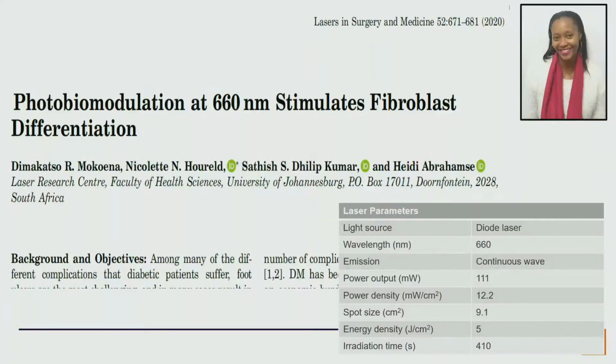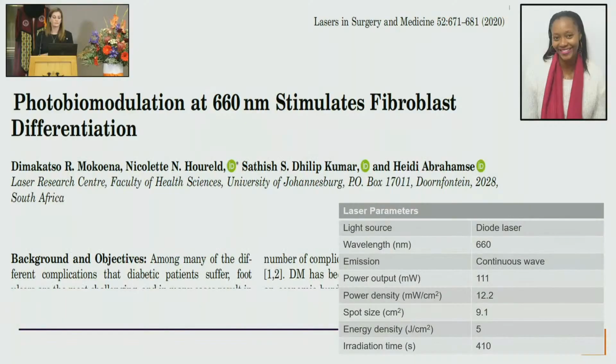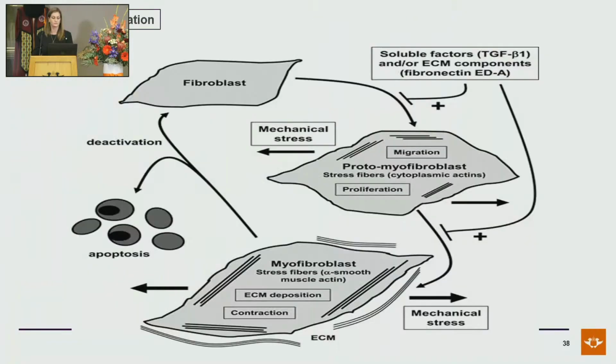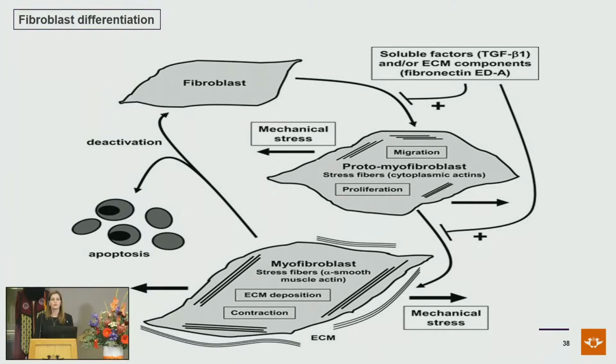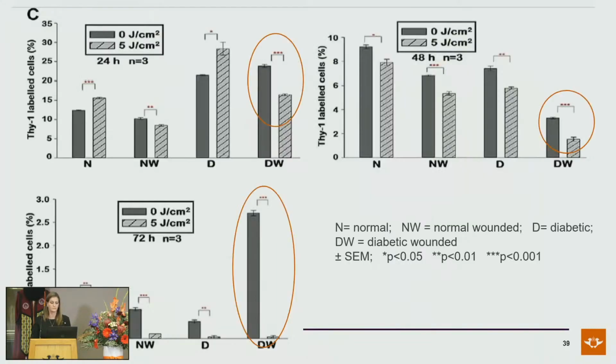We looked at the differentiation of fibroblasts into myofibroblasts in response to PBM at 660 nanometers with 5 joules per centimeter squared. In diabetes, diabetic fibroblast cells become senescent, meaning that the cells are no longer able to proliferate or differentiate, but they are still alive. A fibroblast cell will differentiate into a protomyofibroblast and then into a myofibroblast, which is involved in the contraction and remodeling of the extracellular matrix.